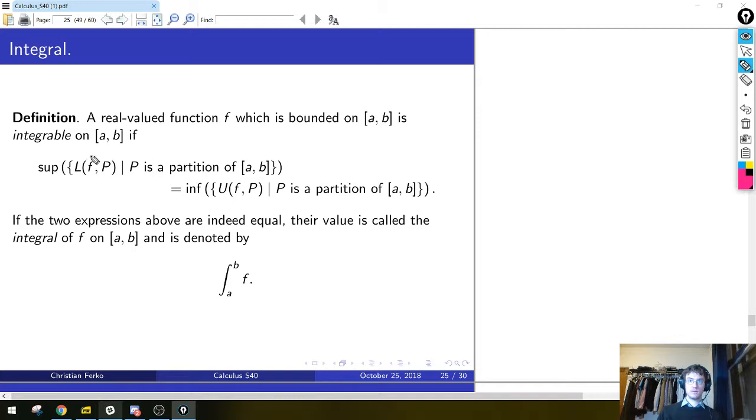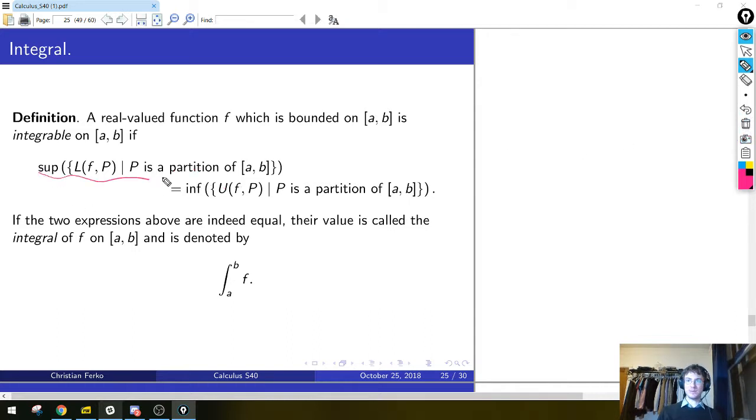So this is just saying, if I write down every possible lower sum I could get with any partition, take the supremum, the least upper bound of that set, and I get the same answer as what I would get by looking at the infimum of the set of all possible upper sums, then I declare this function to be integrable. And if that is true, if these two things are equal, then, of course, if two numbers are equal, then they have the same value.